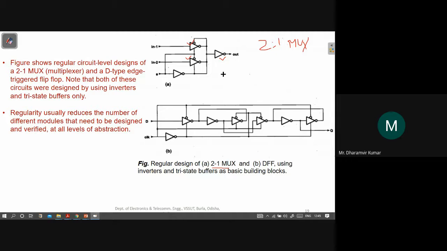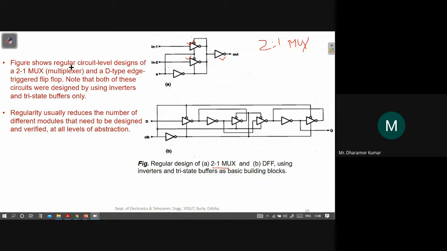Three types of gates. But by using this concept of regularity, which says that we should try to focus on using similar gates, here this tri-state buffer and this tri-state buffer are the same, and inverter and inverter are the same. So it uses fewer gate types, compared to a simple design which will use AND gate, OR gate, and inverter.